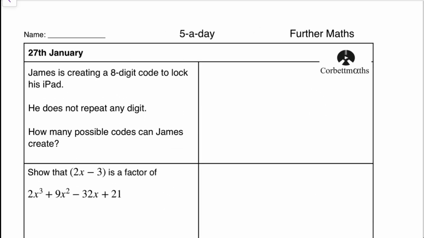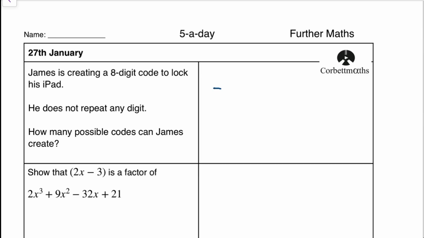So James is creating an 8-digit code to lock his iPad, and does not repeat any digit. Okay, so this is a combinations question. Now, notably, we're going to make an assumption here because a real exam question would say this really clearly. I'm going to assume that it can be a number that starts with 0. You have to be careful normally, but I think that's fair in this case because passwords can start with 0.